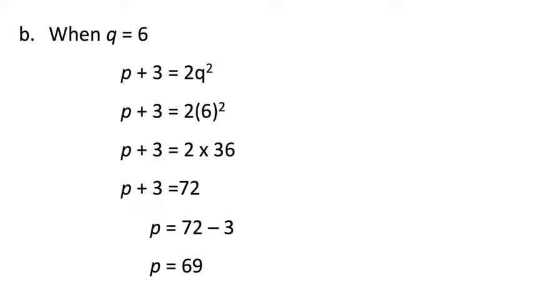Therefore, the next step will be p plus 3 equals 2 times 36. And 2 times 36 is 72. Therefore, p plus 3 equals 72. When positive 3, that is plus 3, crosses the equality sign to the right-hand side of the equation, the positive sign, which is plus, will now change to negative. Then we have p equals 72 minus 3. And 72 minus 3 is 69. Therefore, the value of p when q equals 6 is 69.